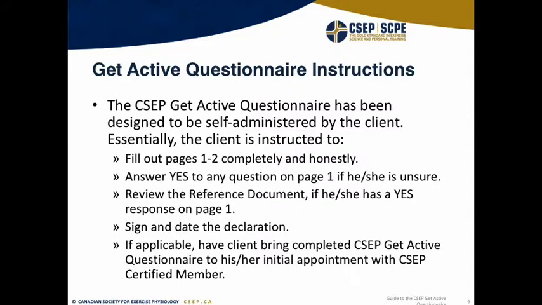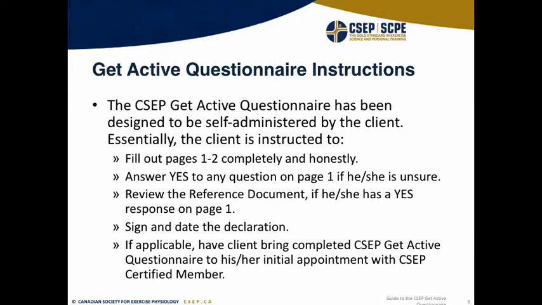While the CSEP Get Active questionnaire is designed to be a self-administered tool, you may have a client fill out this questionnaire for the first time in your presence. So some quick instructions for its use. Obviously, we want clients to complete all of pages 1 and 2 of the CSEP Get Active questionnaire. If a client isn't sure of a response to a question, they should answer yes. If a client does answer yes to any of the questions on page 1 of the Get Active questionnaire, they should review the reference document.